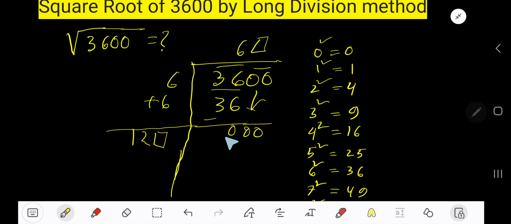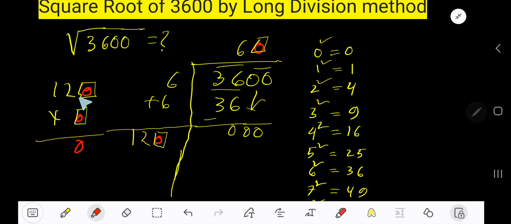30 means actually 0. So let me check this times this. So this is 0, right? So easily you can take here 0 times this 120.